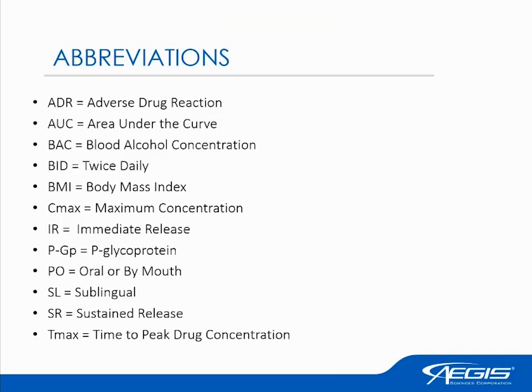For completeness' sake, I have included the abbreviations that I'll be using during the presentation or that are listed within charts. The three that I want to point out because I will be using them frequently are AUC, which is area under the curve, Cmax, which is the maximum concentration of the medication, and Tmax, which is the time to peak concentration of a medication.